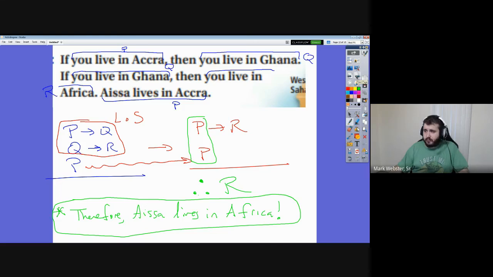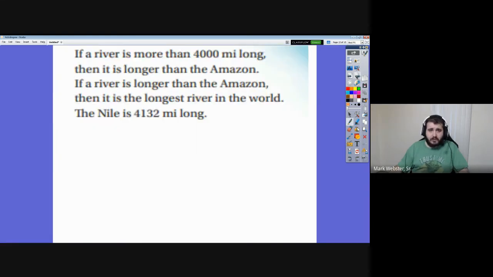Next one. This one is for you. If a river is more than 4,000 miles long, then it is longer than the Amazon. If a river is longer than the Amazon, then it is the longest river in the world. The Nile is 4,132 miles long. What conclusion can we draw? Think about this.